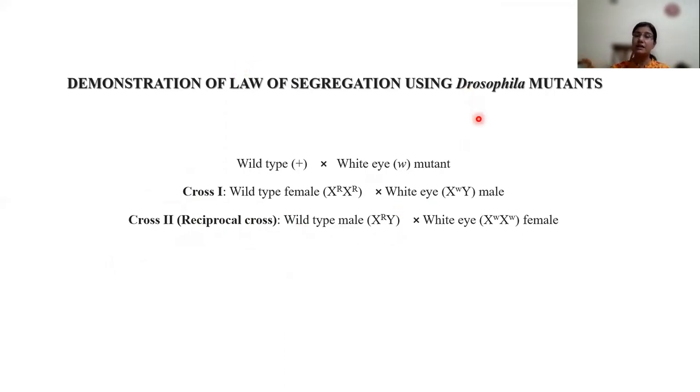So the gene which we are studying here is the X-linked gene, that is the gene of the eye color. White eye mutant was the first mutant which was discovered by Morgan, and it is basically on the X chromosome. This gene is X-linked. So we have to take the wild type phenotype in females, which would be the red eye. So we are denoting the red eyed females to be XRXR, and we are crossing with the white eye male. So it would be XW Y, because it is white eyed, and males are going to have Y chromosome.